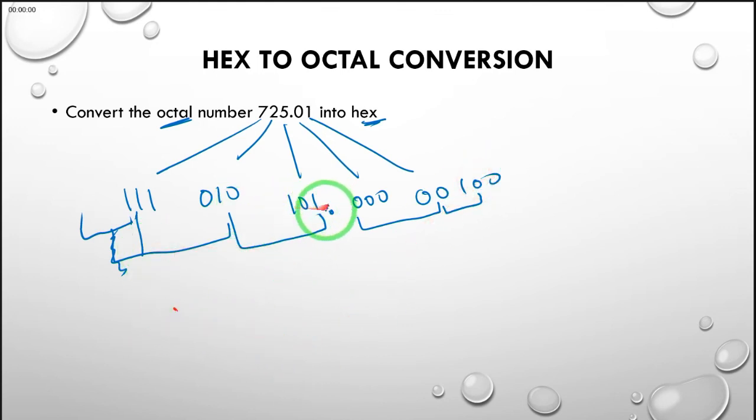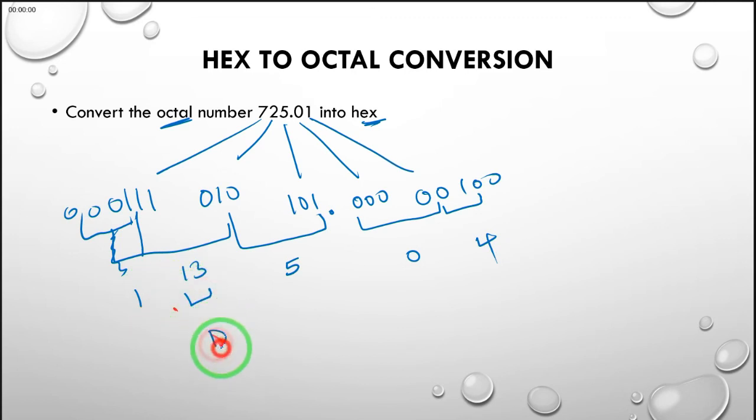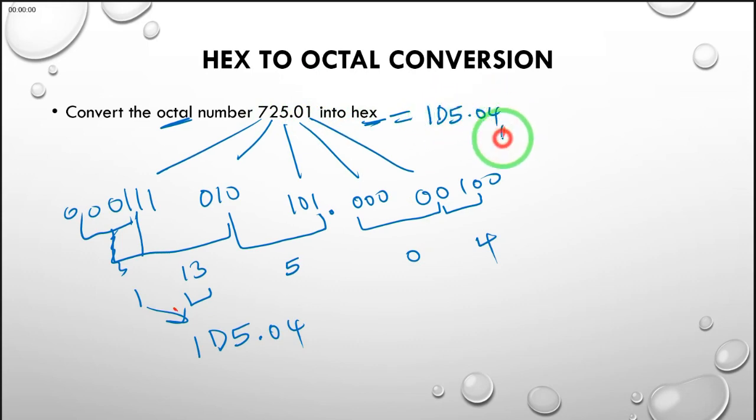So what we do is 0101 is equivalent to a 5. 1101 is a 13, which is D, and 0001 is a 1, and this is a 0, and this is a 4. So we have D, 1 and 5, point, our decimal is still at the same point, 0 and 4. And therefore we are saying 725.01 in octal is equivalent to 1D5.04, which is in hexa.